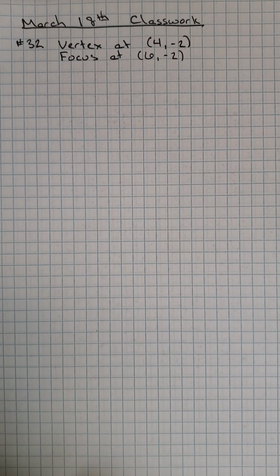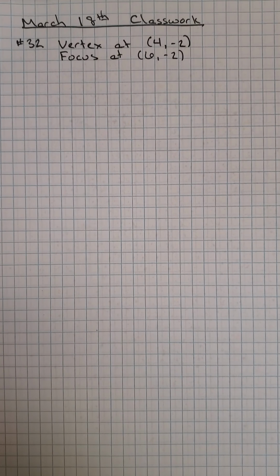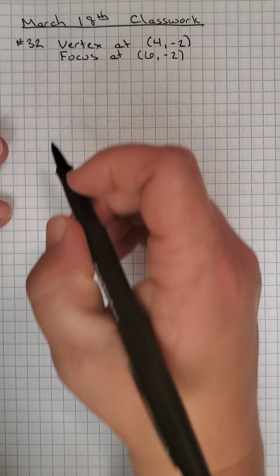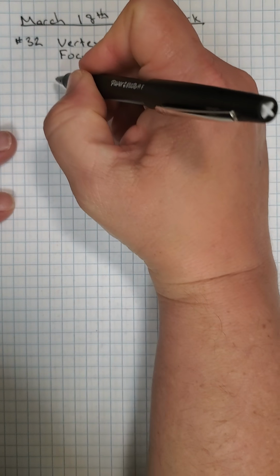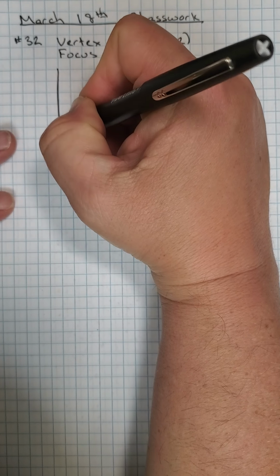Alright, I am going to run through March 18th's classwork real quick. There's 3 problems. The first one's dealing with a parabola. So we have to come up with the equation and graph it. If we have a vertex at (4, -2) and a focus at (6, -2), the first thing I would do is graph it anyway.